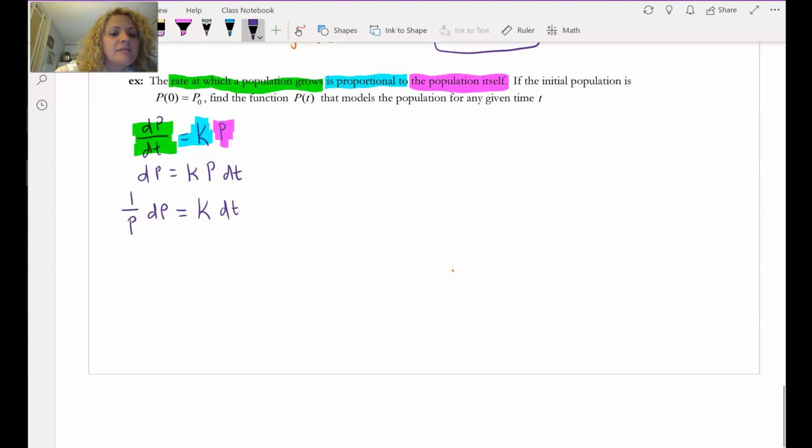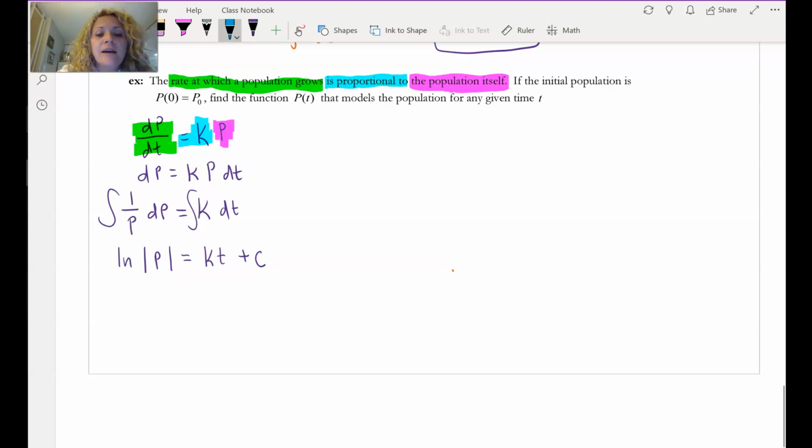So now we find ourselves at the integration step. On the left side, when I integrate 1 over P, that's just the natural log of the absolute value of P. And remember, again, k is a constant. So when I integrate a constant with respect to t, I get that constant times t plus C, my constant of integration, not the same as k, the constant of proportionality. From here, this looks a lot like the last problem. I can tell if I try to plug stuff in right now to solve for C, it's going to get messy. So I think we should actually just solve this one for P.